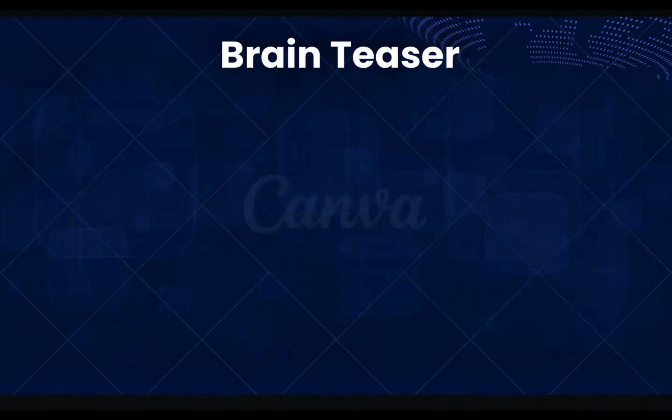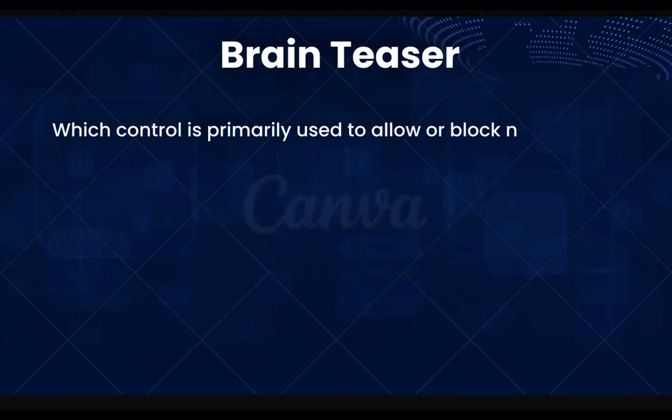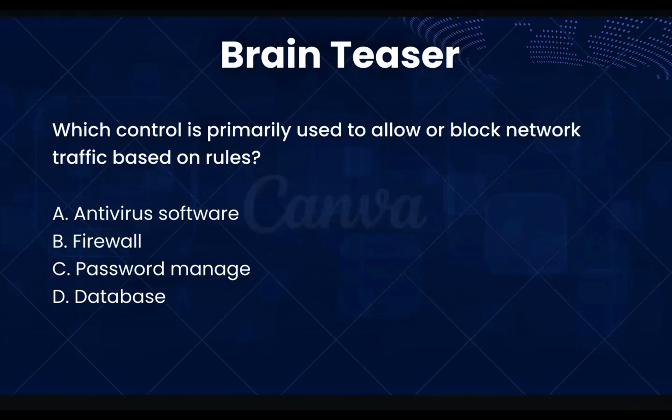Now, let's take a test together. Here is the question. Which control is primarily used to allow or block network traffic based on rules? Pause the video, read through the options, pick your answer and drop it in the comments, and then come back to play the video. So what's the correct answer? The correct answer is B. That is firewall.